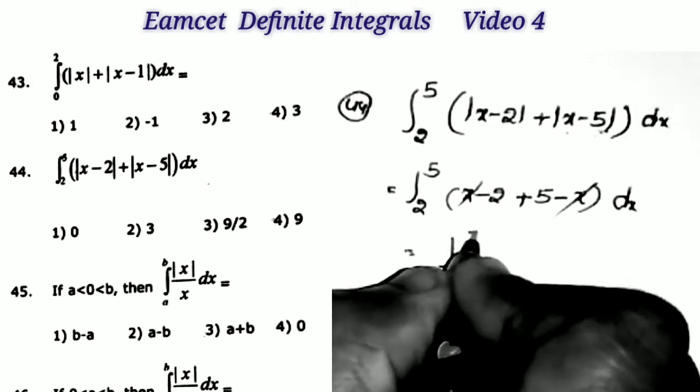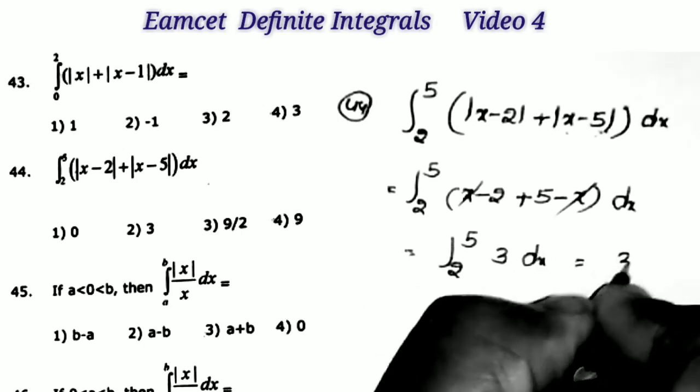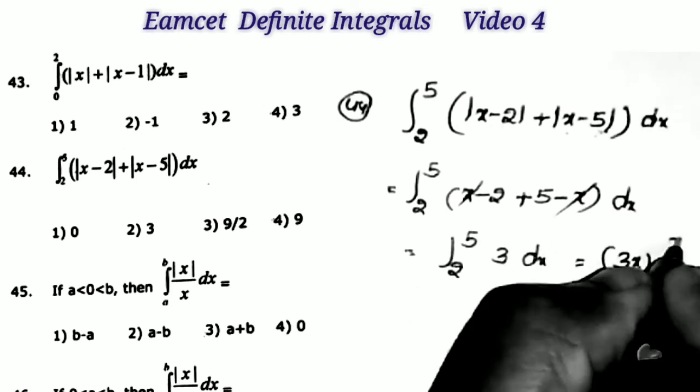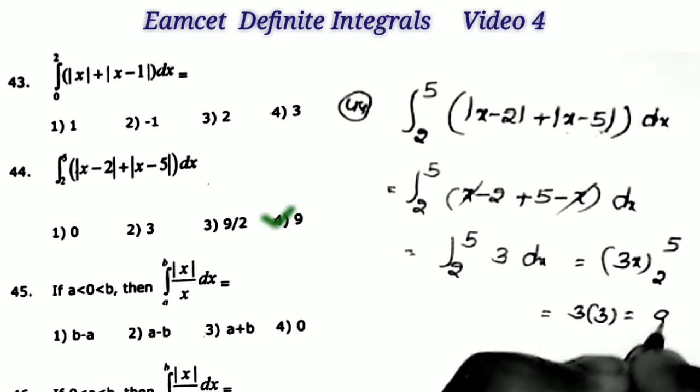So this is equal to the integral 2 to 5 of 3 dx, that is 5 minus 2, and the integration is 3x where the limits are 2 to 5. So the answer is equal to 3 into 3, that is equal to 9.